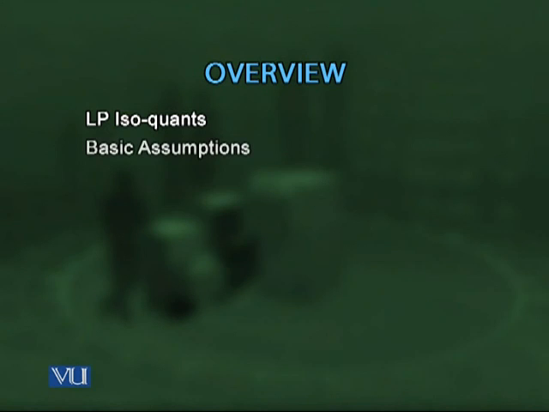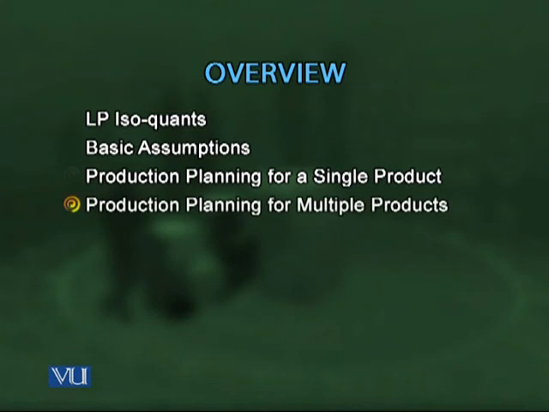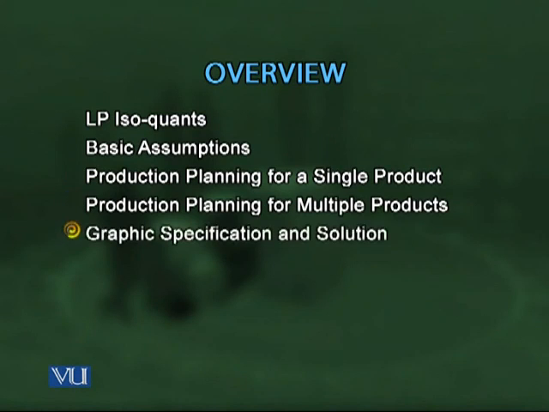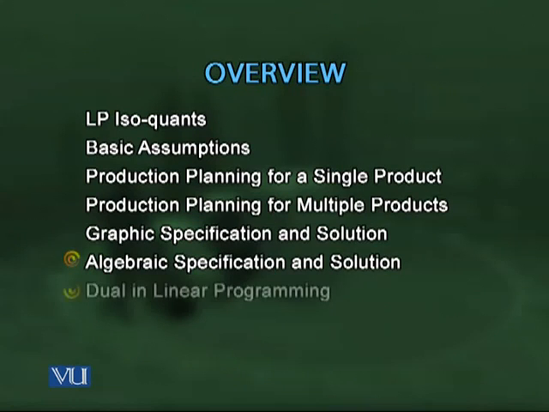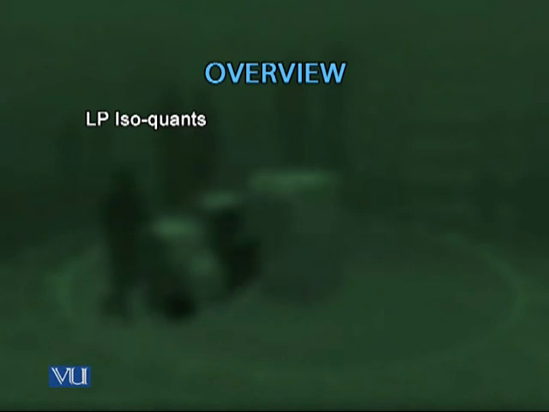Before starting the discussion, let me give you an overview of today's and subsequent lectures. The topics that we are going to cover in this linear programming problem are: linear programming isoquants, basic assumptions of the model, production planning for a single product, production planning for multiple products, graphic specification and solution, algebraic specification and solution, the dual in linear programming, dual specification, and solving the dual problem. Let's start first of all with the linear programming isoquants.